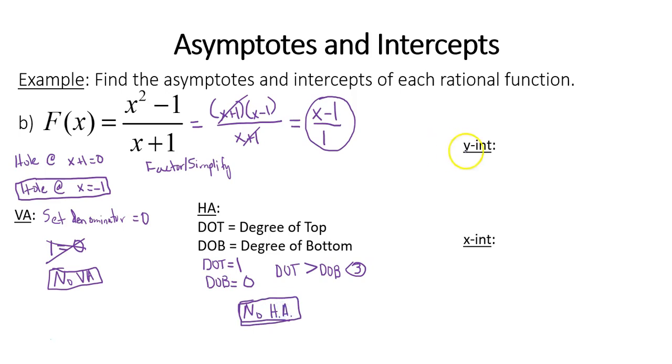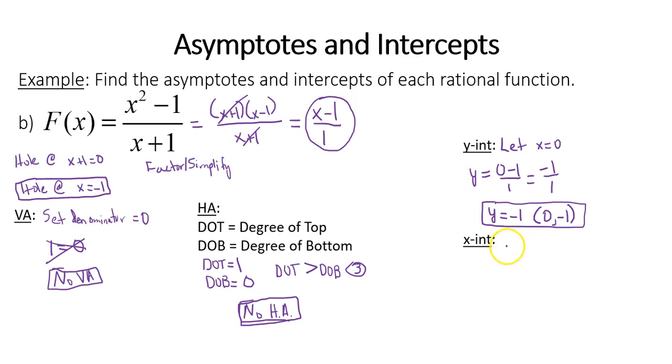Let's find those intercepts. Remember, the y-intercept process is to let x equal 0. You can use the simplified version of the function. That's okay, that's the best practice. So y equals 0 minus 1 over 1, or negative 1 over 1. So y equals negative 1. That's your y-intercept. 0, negative 1 is the ordered pair.